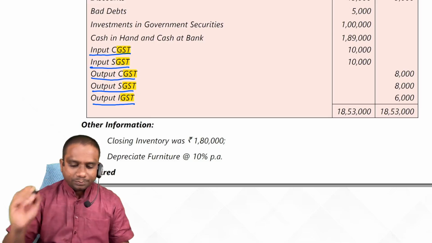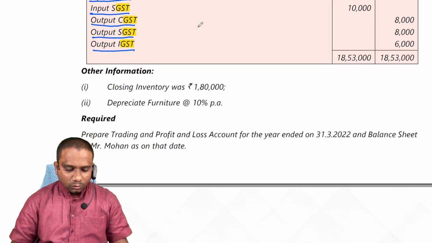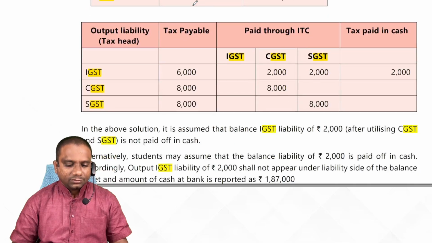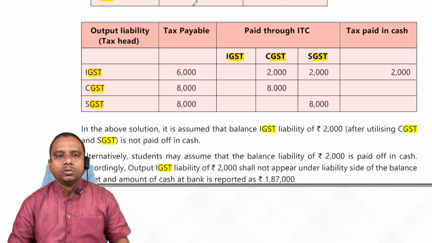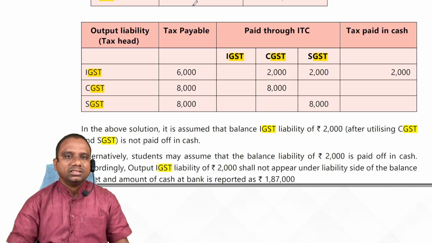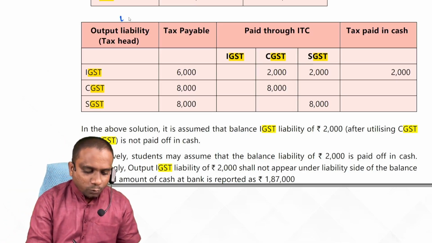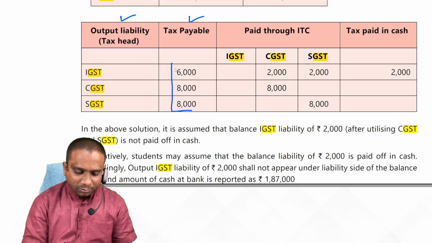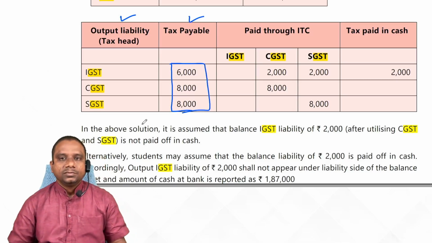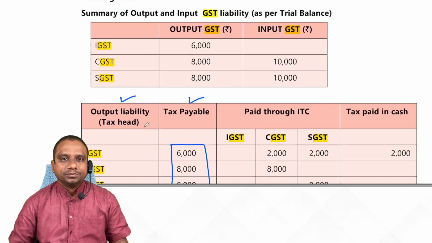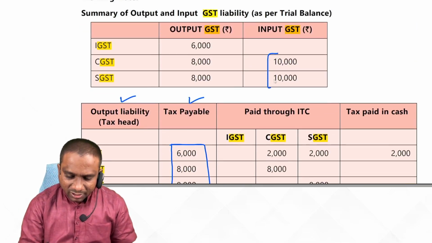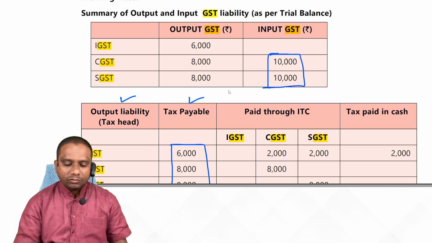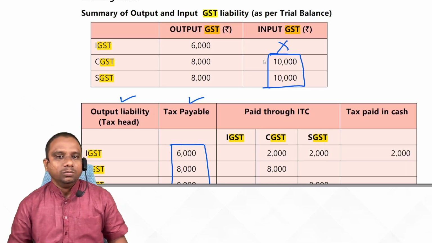Now look at the problem. See this table. If you get this type of problem, then it is better to prepare this type of table. First, output tax liability, the tax payable. Here, how much input tax credit do we have? We have input tax credit for CGST and SGST, but we don't have any IGST input.